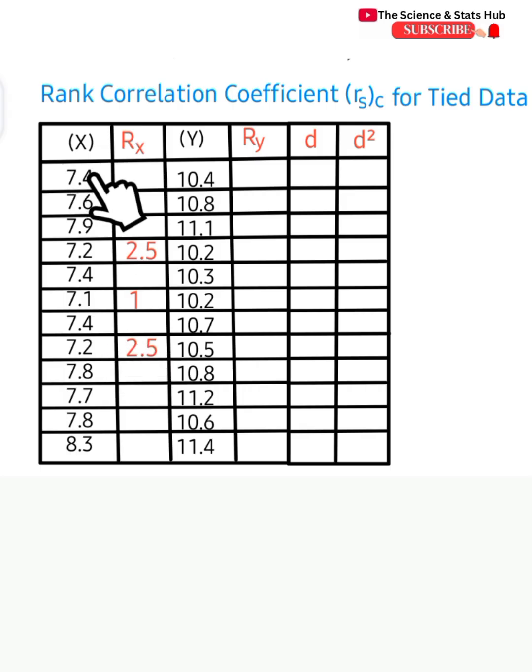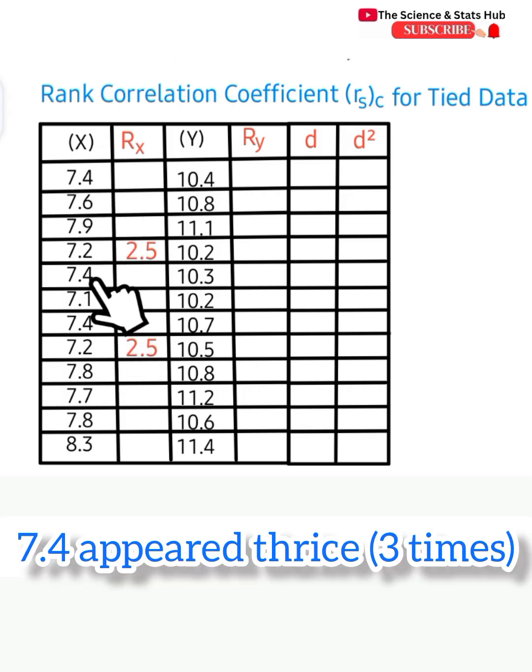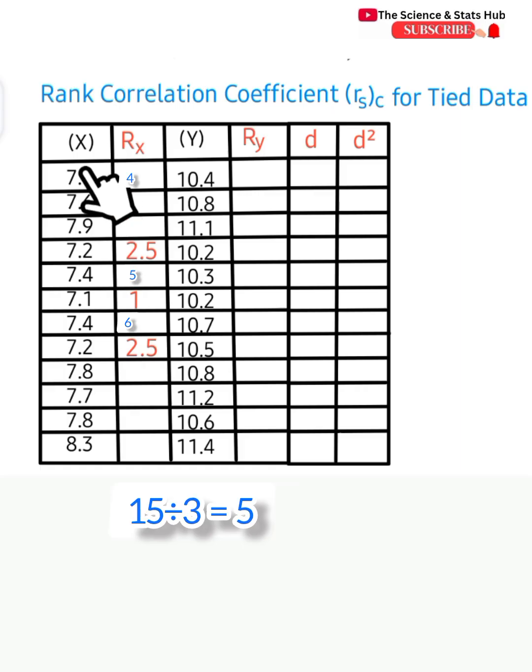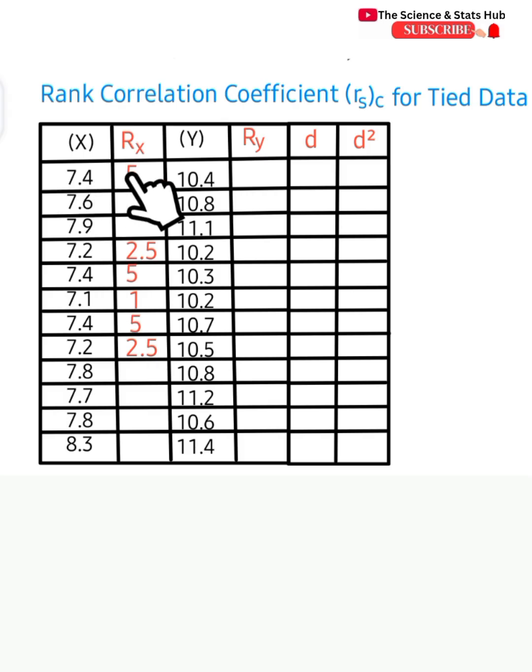Next is 7.4, but we could see that 7.4 appeared in 3 places. So this 7.4 is expected to take the rank value of 4, while this takes the rank value of 5. Lastly, this takes the rank value of 6. Therefore, 4 plus 5 plus 6 gives 15. Dividing 15 by 3, being the number of times 7.4 appeared, equals 5. So we have rank value of 5 here, so also here and here.